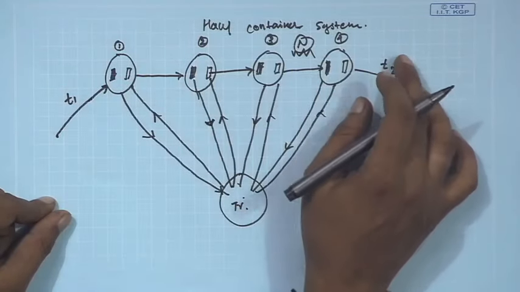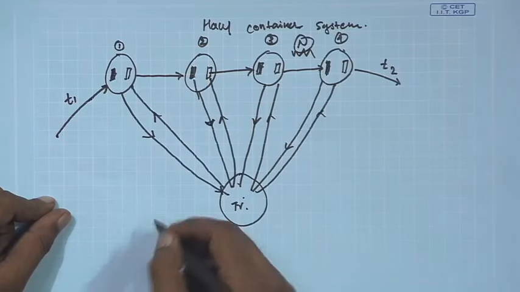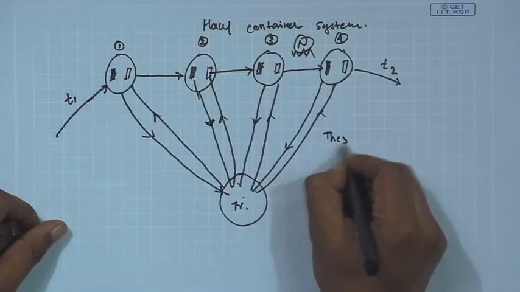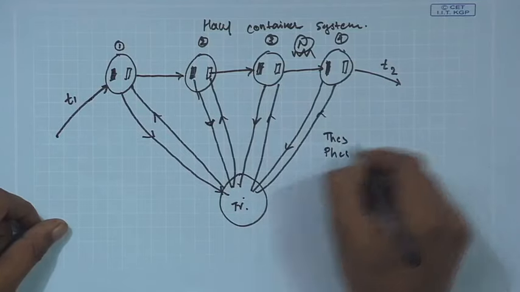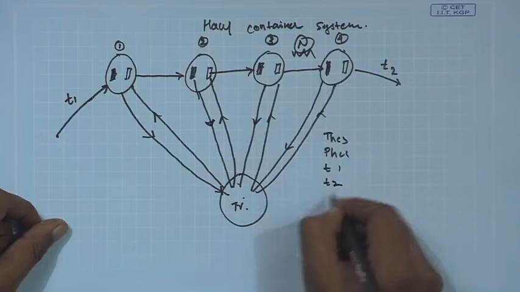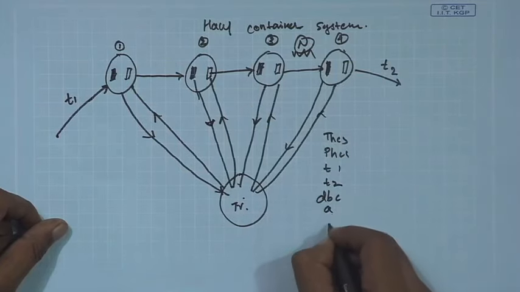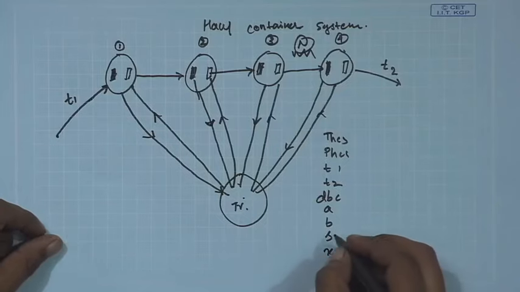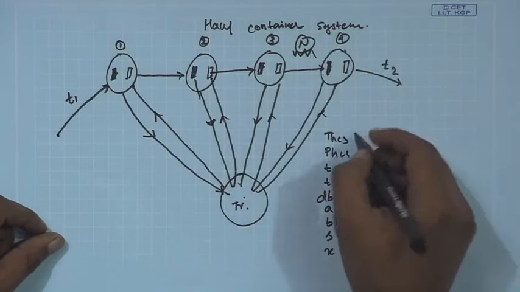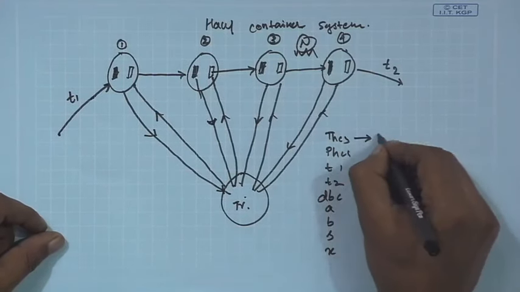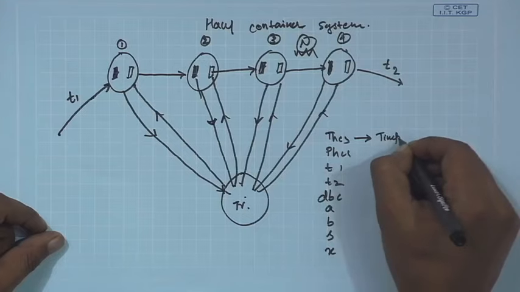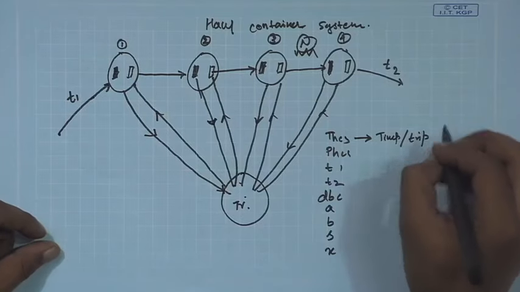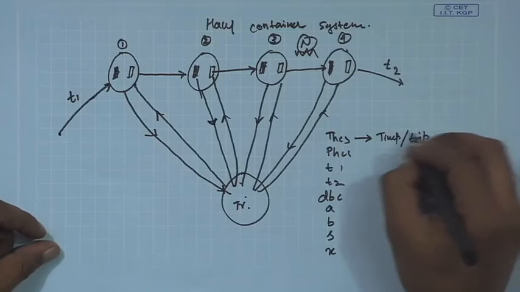Now, you can see while solving the numericals, we came across a lot of terminologies like TH, CH, PH, CS, T1, T2, DBC, A, B, S, X. We came across a lot of terminologies while we were solving the numericals in the assignment as well. So, this is nothing but the time per trip, how much time, and that will be in hours, most of the time it has to be calculated in hours, time per trip.